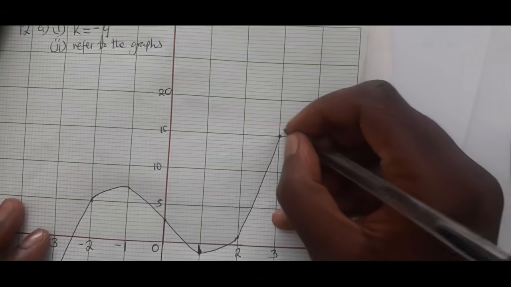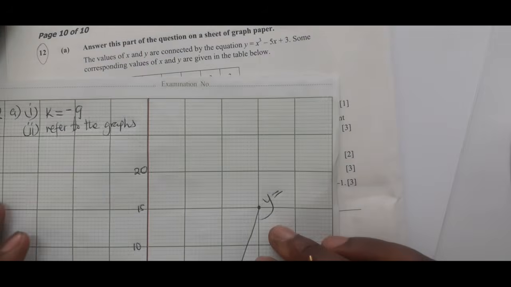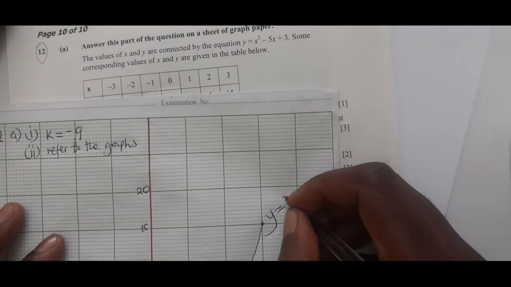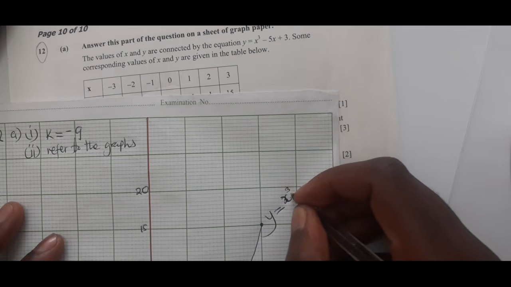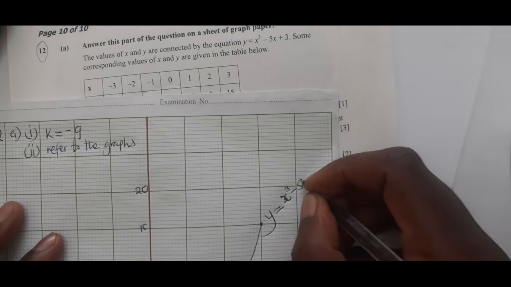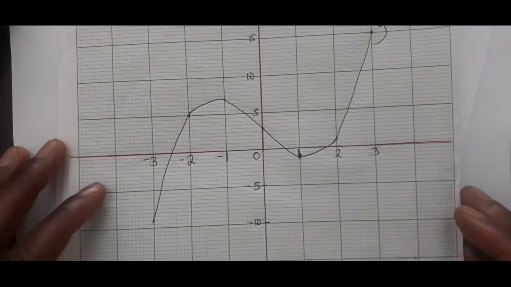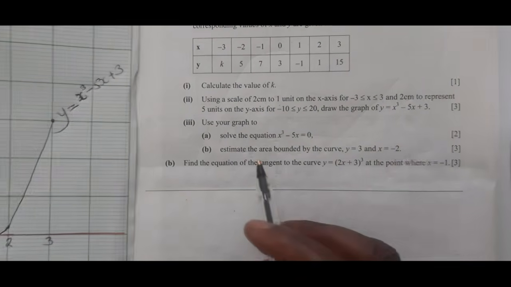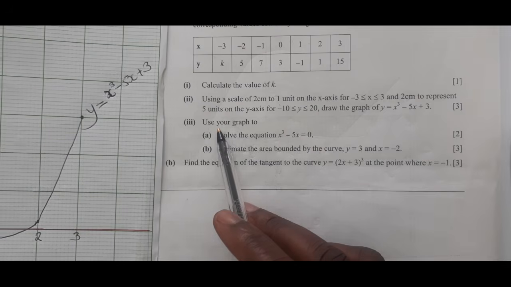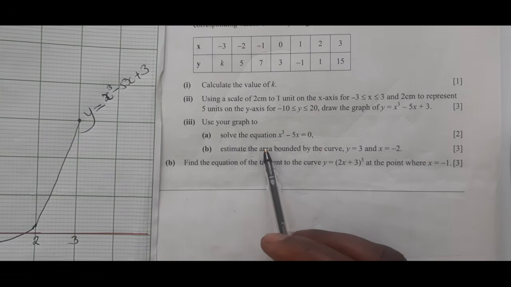So you can say this is our graph, which is y is equal to x cubed minus 5x plus 3. Okay. So what are we going to have now? We need to continue to the next one. So use your graph to solve.